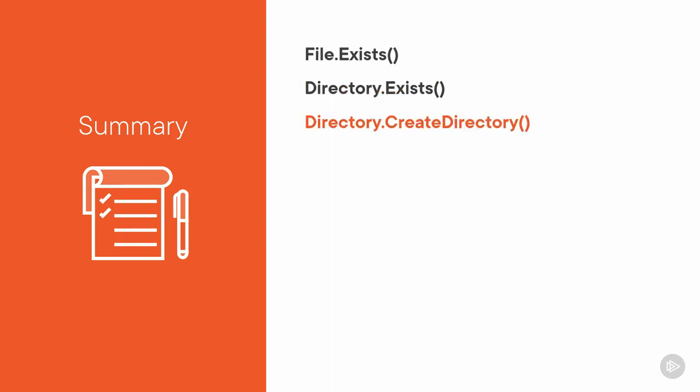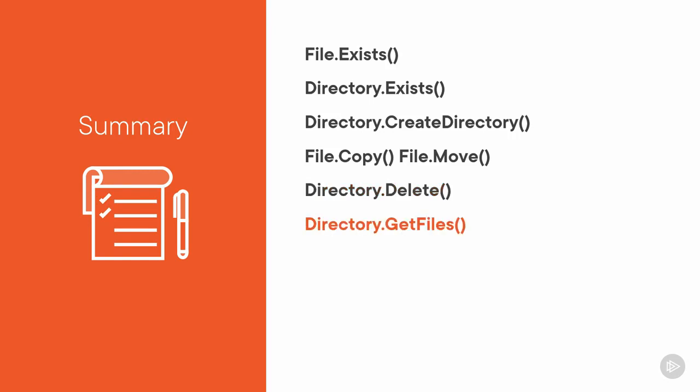We learned how to create a new directory by using the Directory's CreateDirectory method, and how this method won't throw an exception if the directory already exists. We learned how we can both copy and move files around the file system. And then we learned that we can also delete directories using the static Delete method on the Directory class. We learned that we can get a list of files in a specified directory by making use of the GetFiles method on the Directory class.